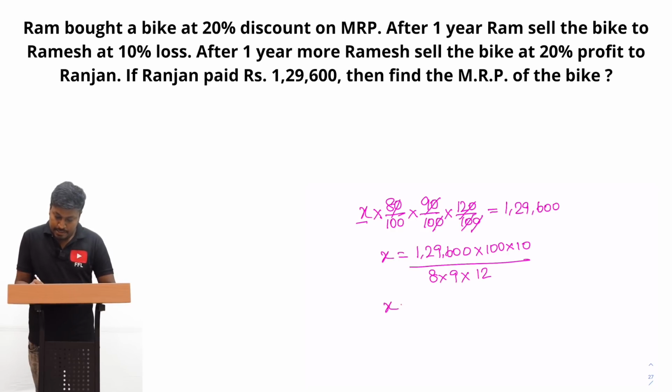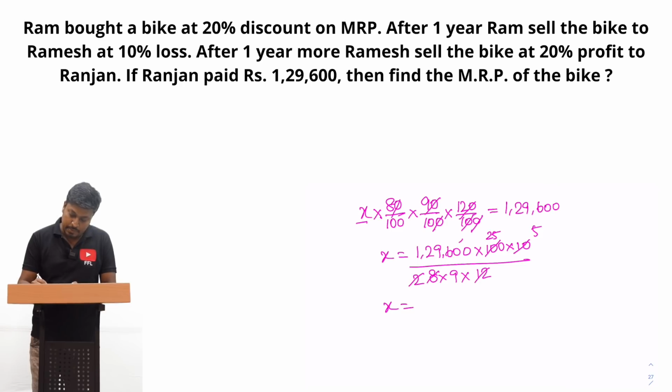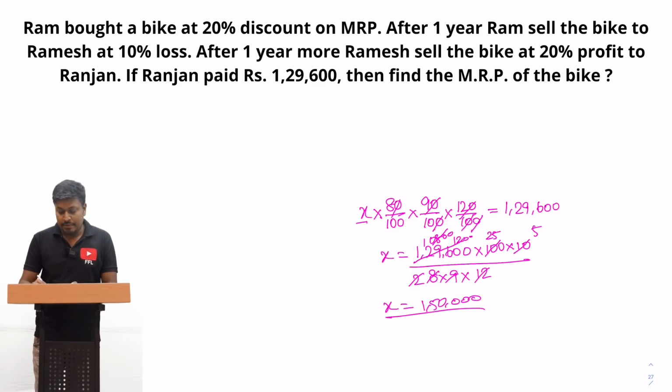Got it? So X is equal to, I think we need to cancel it, no other way. If you cancel it on the 4 table, this becomes 2 times 25 times. Cancel, this becomes 5 times. Now cancel it on the 3 table, or else cancel it on the 12 table. 1 12s are 12, 0, 8, 0, 0. Now 9 times: 1 9s are 9, 18, 2 0 0. So this becomes 1,50,000. So 1,50,000 will be the MRP price of the bike. Got it? This will be the answer for this question.